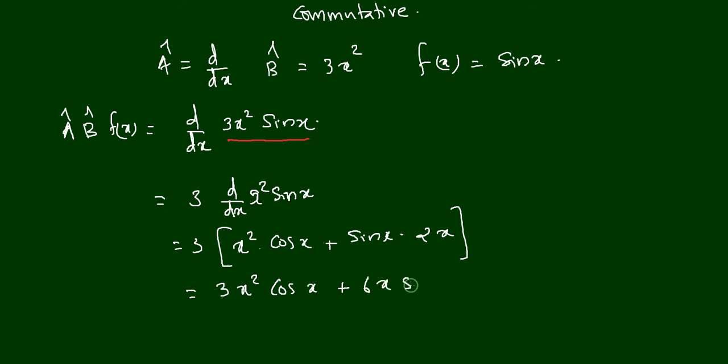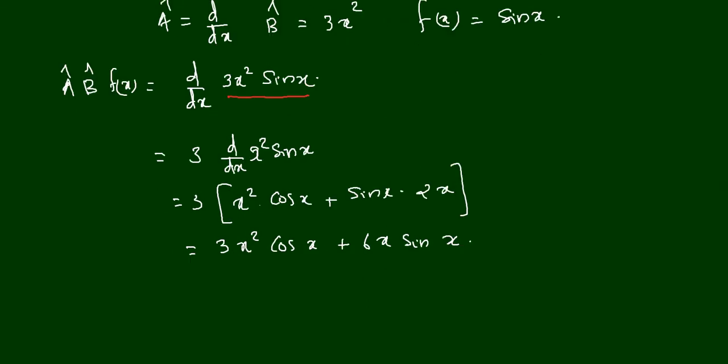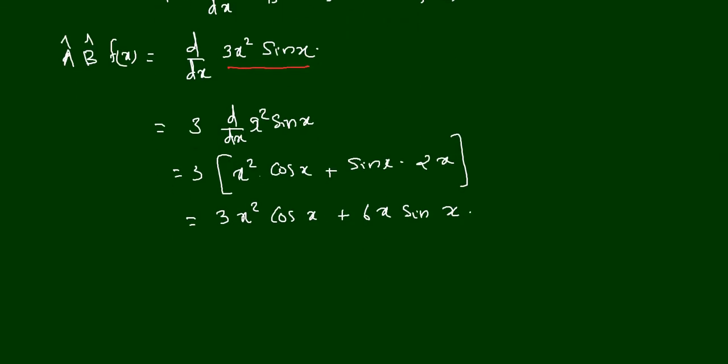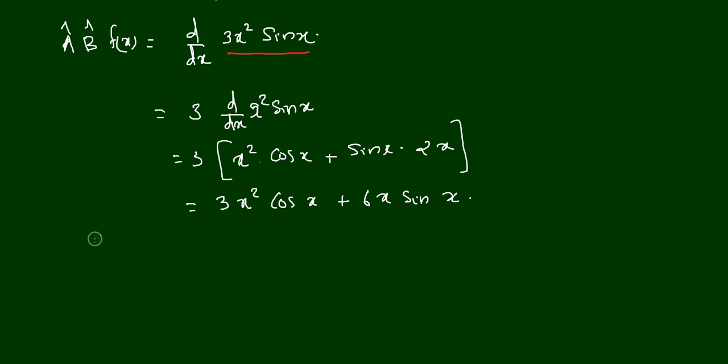6x sin x. So that is equal to 3x² cos x plus 6x sin x. That is our first result when we do A B f(x). Now we are going to do B A f(x).